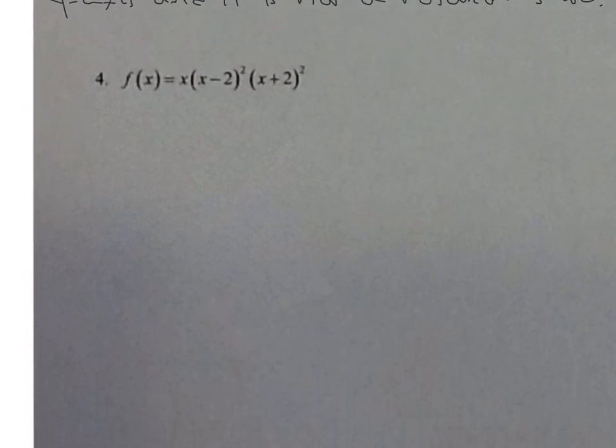All right, so I have here f of x is equal to x times x minus 2 squared times x plus 2 squared. So I'm going to go back to f of 2 here. So I have 2 times 2 minus 2 squared times 2 plus 2 squared. Plug in your calculator. This comes out to be 0. And then we're going to do f of negative 2. So that's negative 2 times negative 2 minus 2 squared times negative 2 plus 2 squared. And this also comes out to be 0.